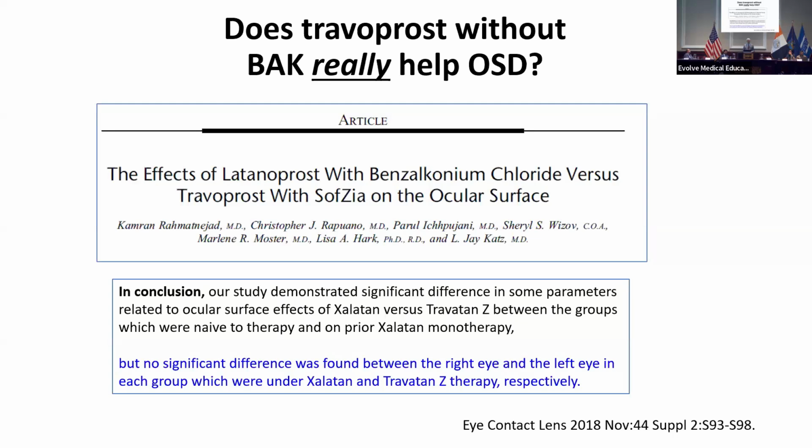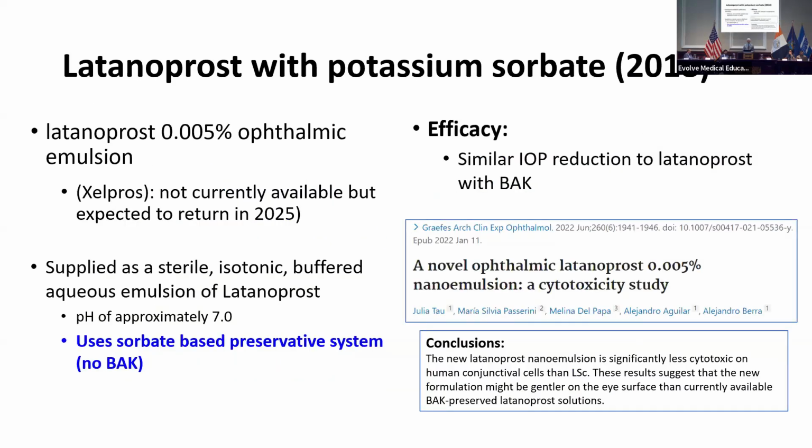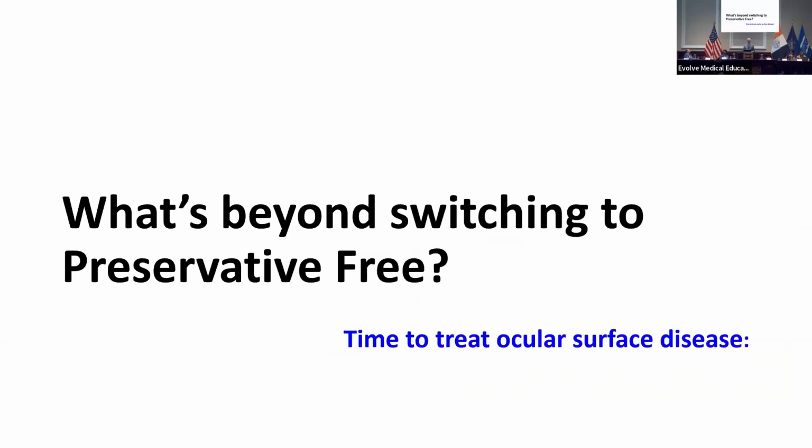Again, I think it speaks to the difficulty of assessing this condition overall. And latanoprost preserved with potassium sorbate became available in 2018. It's not currently on the market, but my understanding is that it may be returning to the market next year.